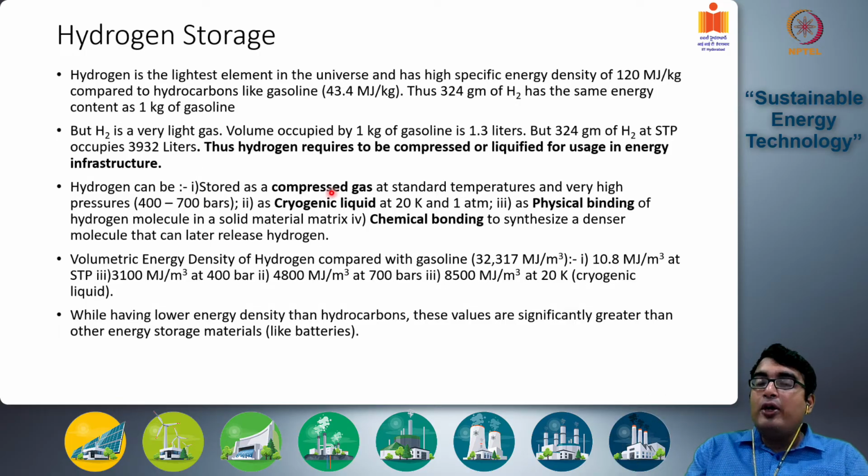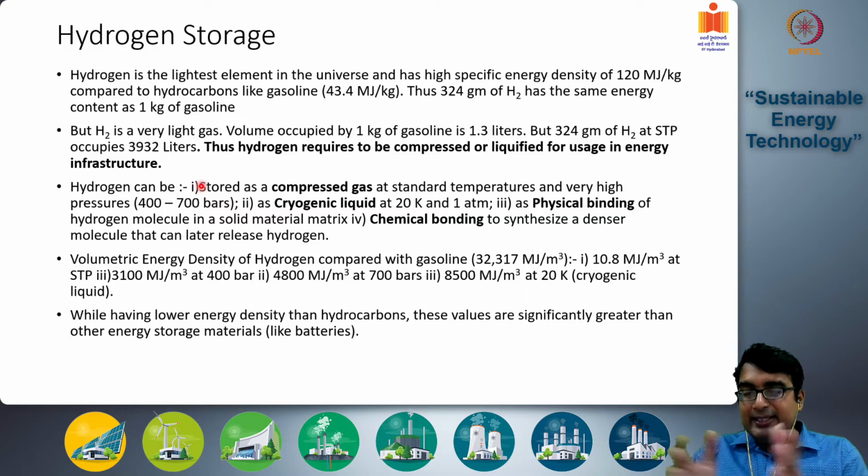It can be stored as a compressed gas at standard temperatures and very high pressures, 400 to 700 bars. So 400 times atmospheric pressure to 700 times the atmospheric pressure. So you compress the gas at very high pressures and store hydrogen as a compressed gas in 400 to 700 bar containers or cylinders. Okay. That is one option.